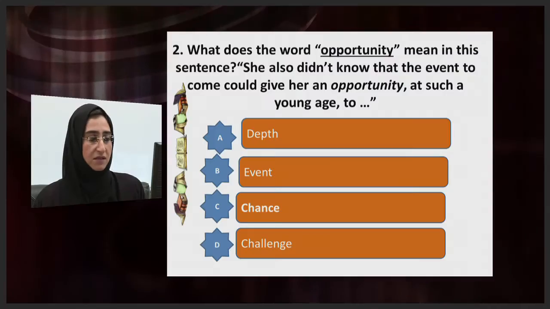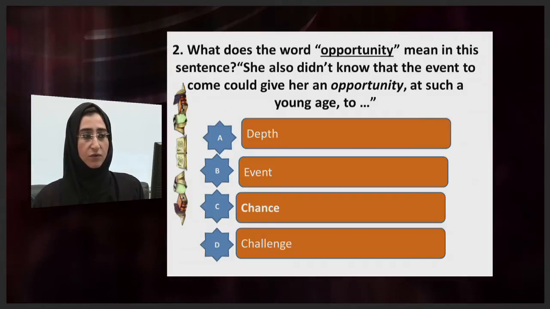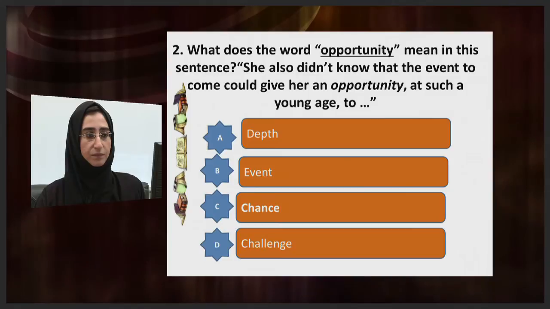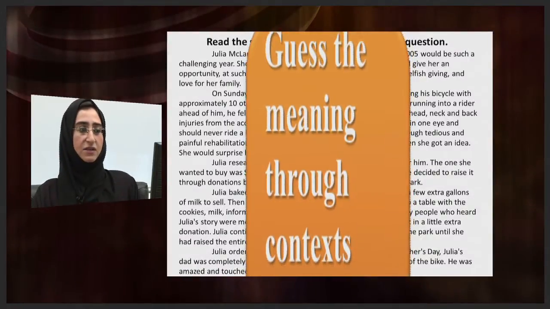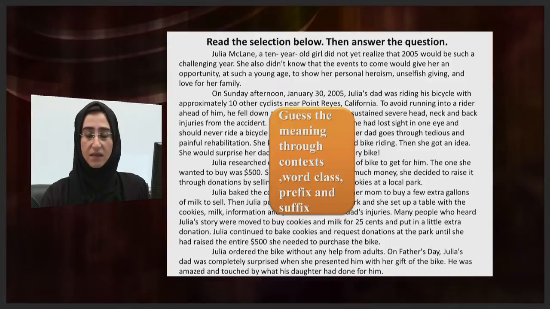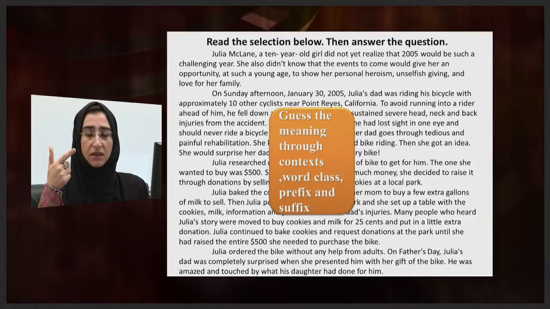A, debt, event, chance, challenge. So we need to find something here. As I told you before, we need to get the answer through guessing. First, through guessing the meaning through context. Second, the word class. The third thing here, by prefixes and suffixes.